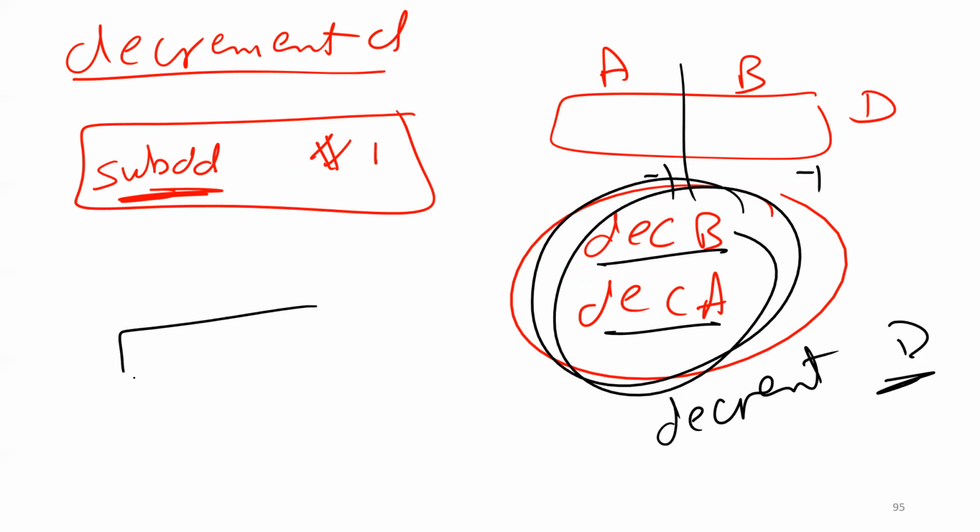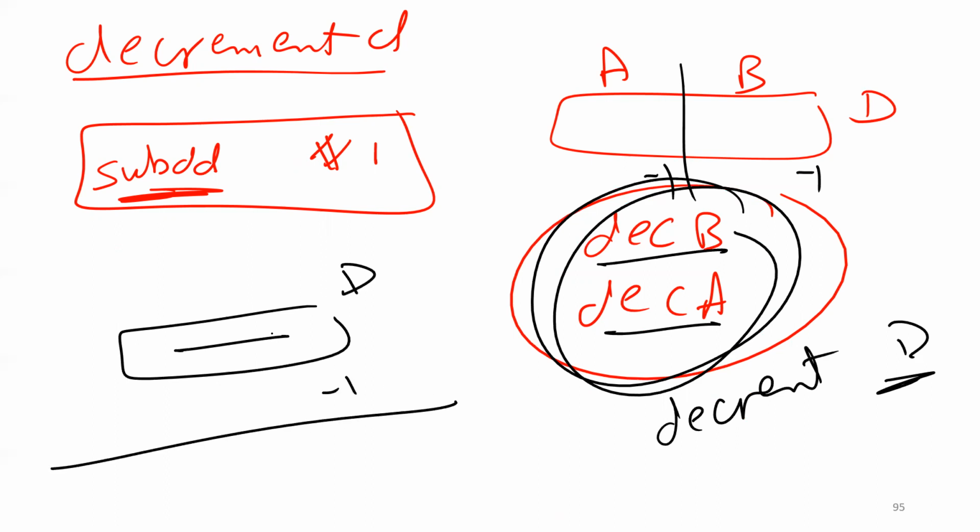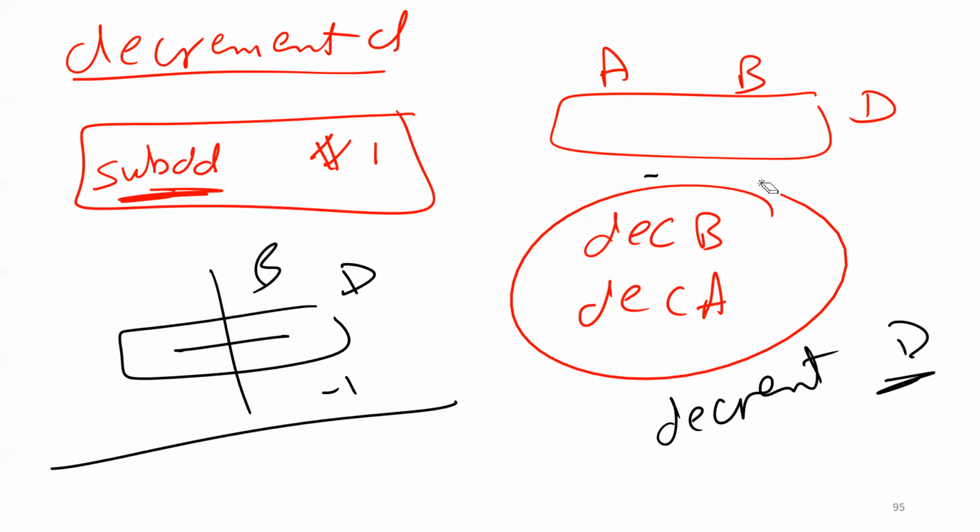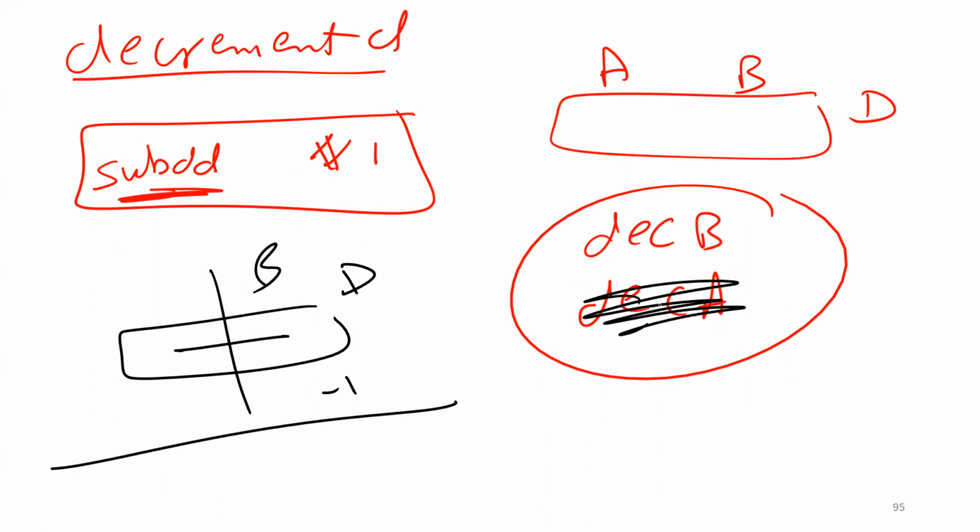What I want to do is, we have a register D, and I want to decrement 1 from the whole register. It doesn't make sense to split this register into 2 pieces, B and A, and then decrement 1 from here and 1 from here. It doesn't make sense. Also, it doesn't make sense just to decrement 1 from B. You got what I'm saying? You know why? For example, can I use only decrement B so that you can decrement D by 1? No. You know why?